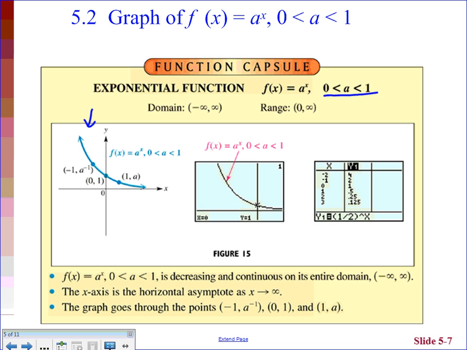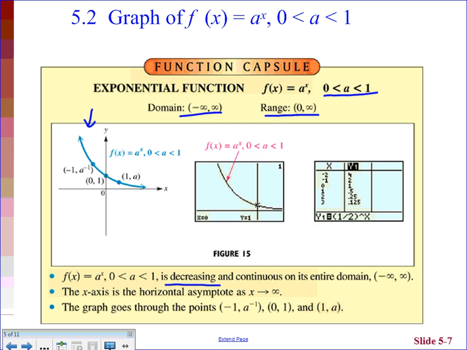Okay, so it's decreasing and continuous on its entire domain. The domain and range are the same as they were on the other function. It still never gets negative. Domain is defined from -infinity to infinity, and the range is 0 to infinity. So it looks like that.